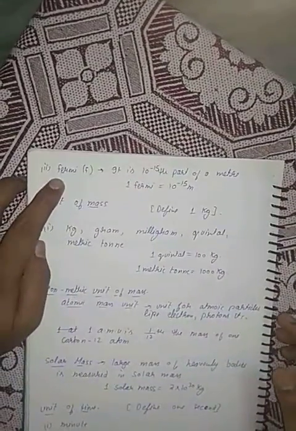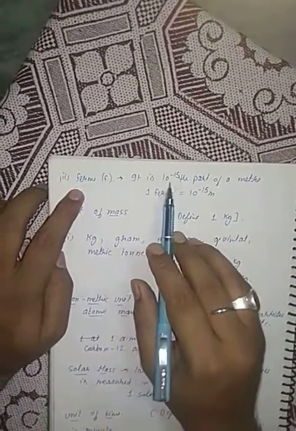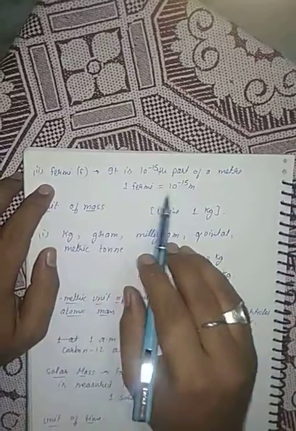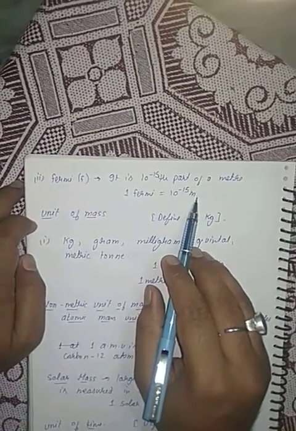Now the next smaller unit is Fermi. It is 10 raised to power minus 15th part of a meter. 1 Fermi equals 10 raised to power minus 15 meter.